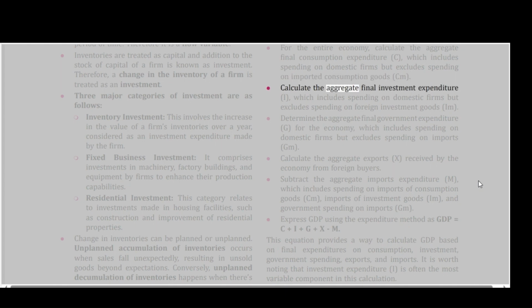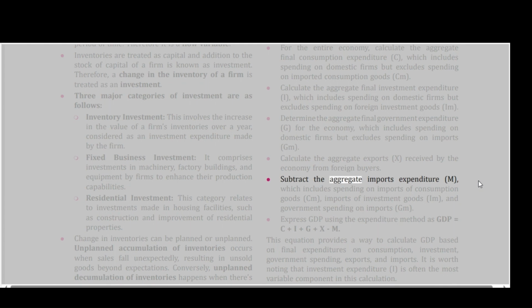Calculate the aggregate final investment expenditure, I, which includes spending on domestic firms but excludes spending on foreign investment goods, IM. Determine the aggregate final government expenditure, G, for the economy, which includes spending on domestic firms but excludes spending on imports, GM. Calculate the aggregate exports, X, received by the economy from foreign buyers.